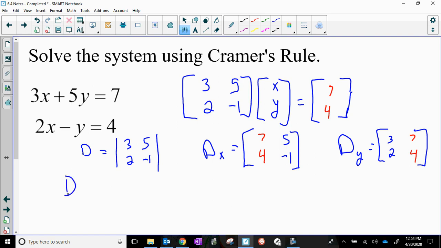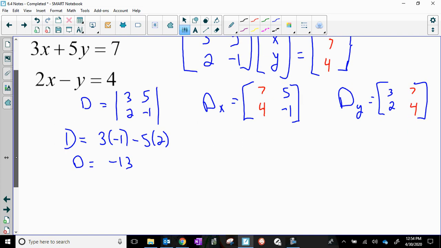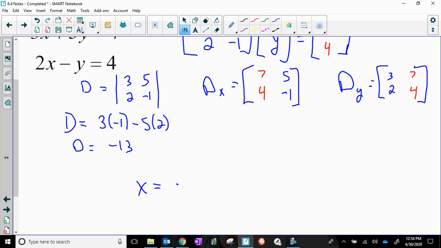All right. If you get infinitely many, then you have to go back to these original equations and use your parametric form to find your answer or your set builder notation. All right, so D is 3 times -1 minus 5 times 2. So -3 minus 10 is -13. That means I know for my x and y that -13 is the denominator.